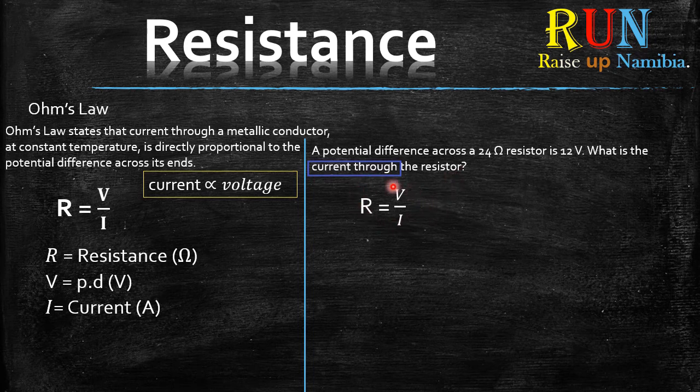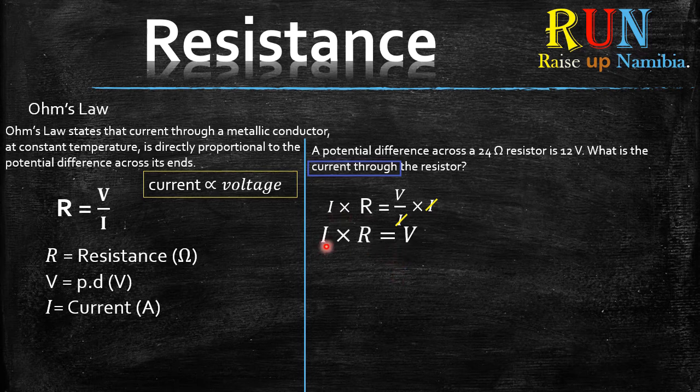Now, which one is your current in the formula? Current, like I told you earlier, is always the capital letter I. So the capital letter I is down here. Now, if you use the triangle method, you can use it to rearrange and find the formula. But for me, I make the I subject of the formula by getting rid of the fraction first, by multiplying both sides by I. Then it will cancel out on the right hand side. I'll be left with V equals R multiplied by I.